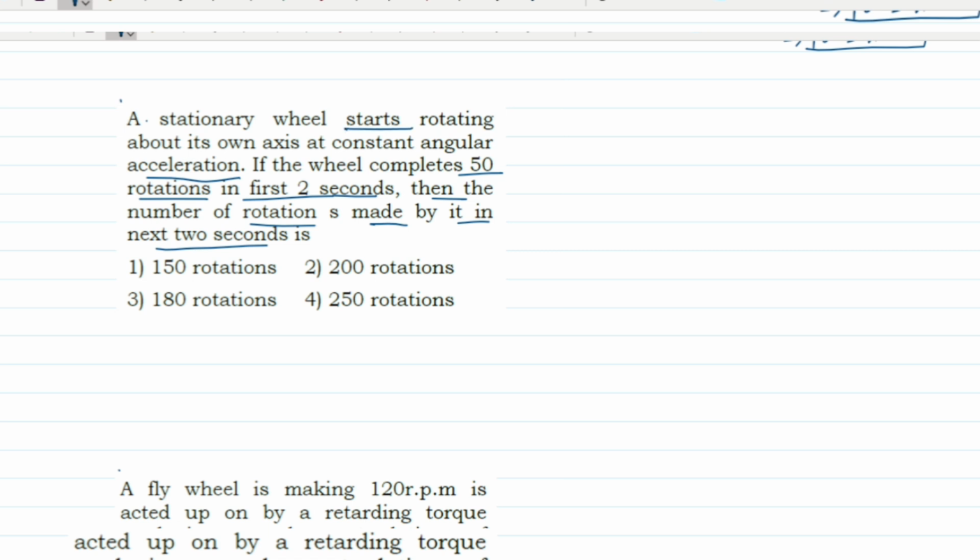Wheel starts rotating it's given, so you have to consider the initial angular velocity will be 0. And here for time t equal to 2 seconds let us calculate. Here this is t equal to 2 seconds you can take. Now here the angular displacement will be equal to theta equals 2 pi into, here it's going to be completing 50 rotations. So here 50 you can take, it's nothing but 100 pi radians we will be getting.